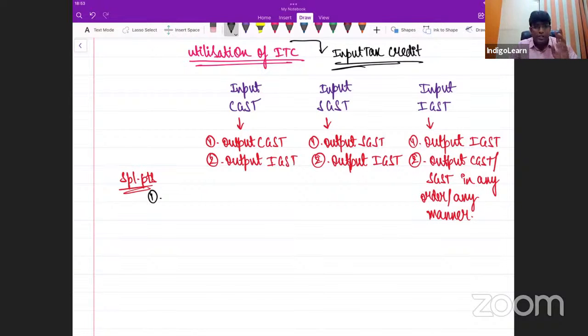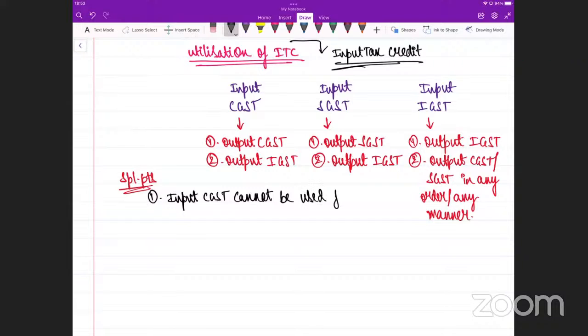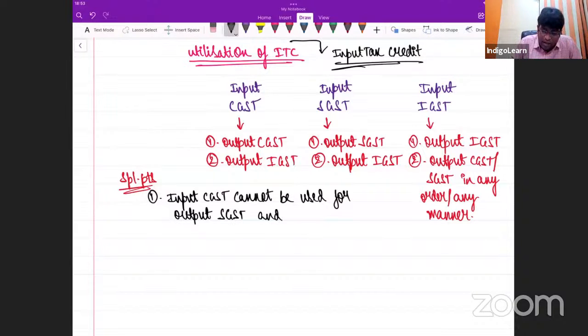Clear? Now there are two special points which are very, very important, my dear friends. Please listen carefully. Special point number one: input CGST cannot be used for output SGST and vice versa.